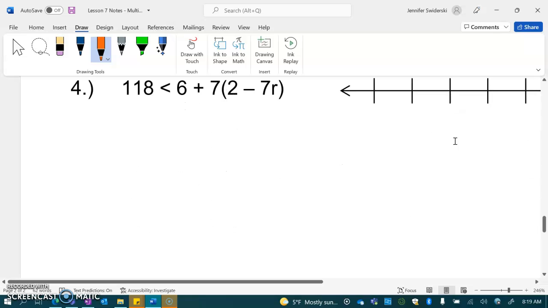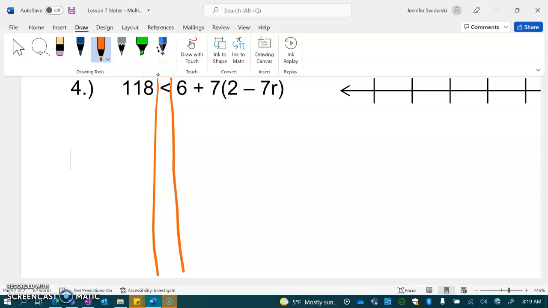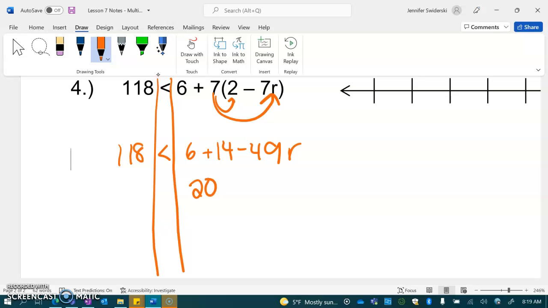For number 4, same idea, draw on those railroad tracks and solve. I'm going to start by distributing. 7 times 2 is 14. 7 times -7 is -49. I'm going to have that r in there as well, and I'll bring down my +6. Bring down 118, my less than sign. I see right away somewhere in here we're going to have to flip because r is on the right-hand side of my inequality. So 6 plus 14 is 20. I'll get 20 minus 49r and I'll bring down my symbol and the 118.